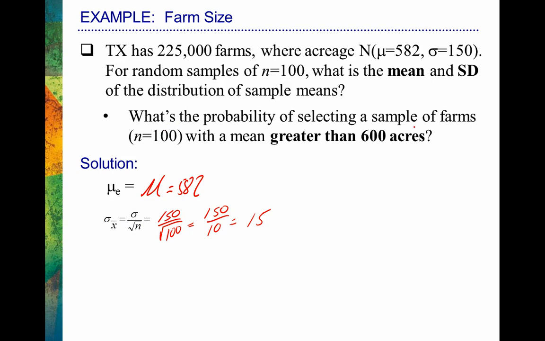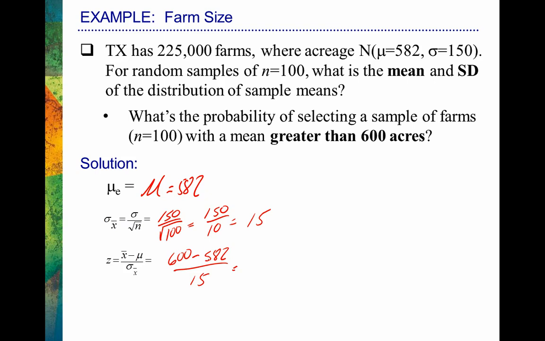What's the probability of selecting a sample of farms with a size of 100 that has a mean greater than 600 acres? Here we can use our Z formula. So we take the sample mean, in this case 600 acres. We subtract that true population mean of 582, and then we divide by the standard error of the mean, which equals 15. So we're talking about differences that we're actually observing between that sample mean and that true population mean over differences that we expect just by chance between sample means.